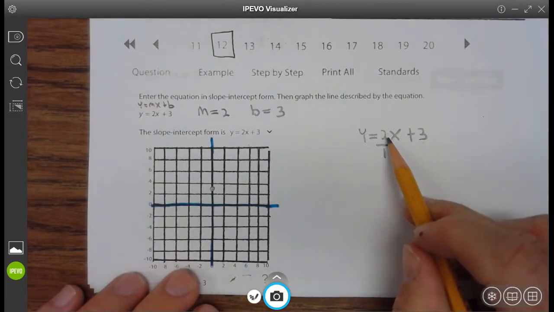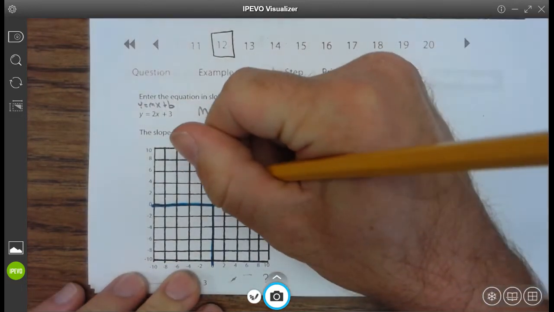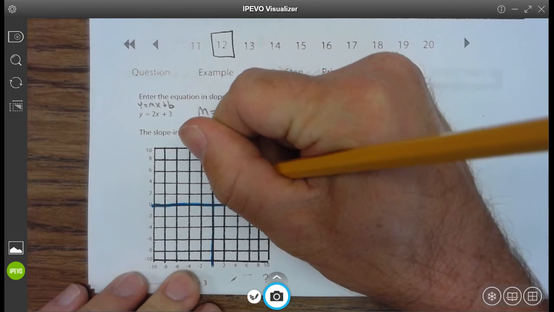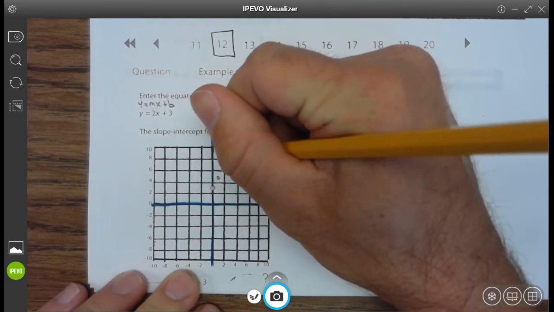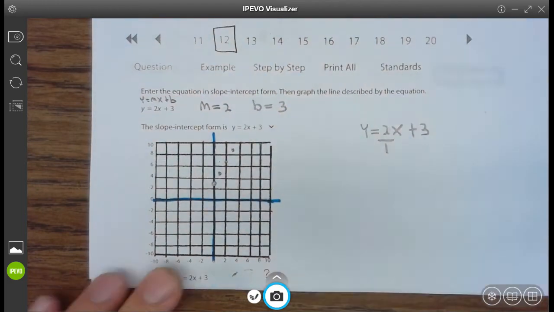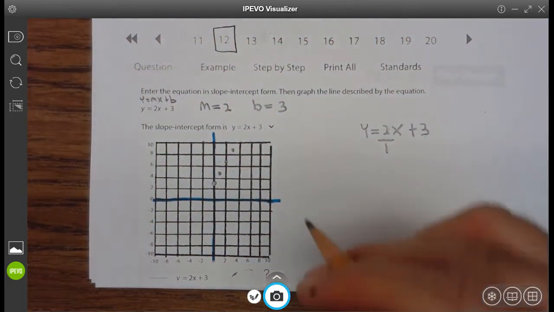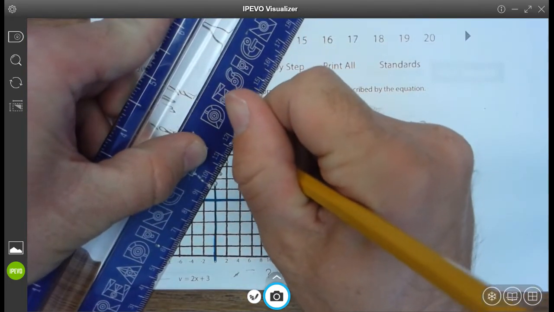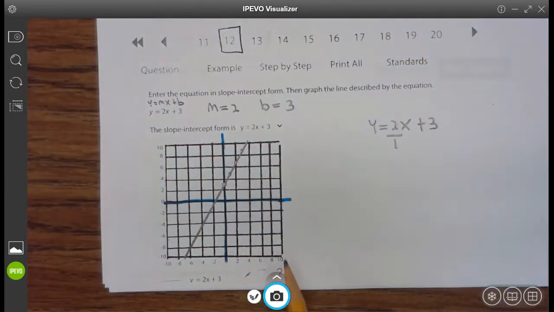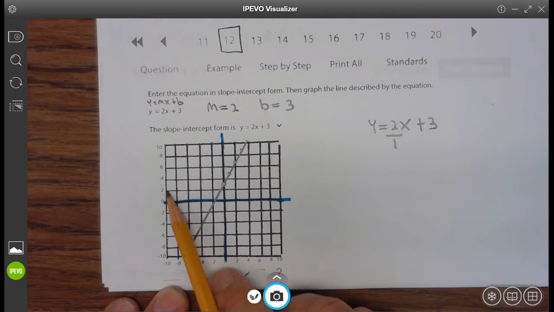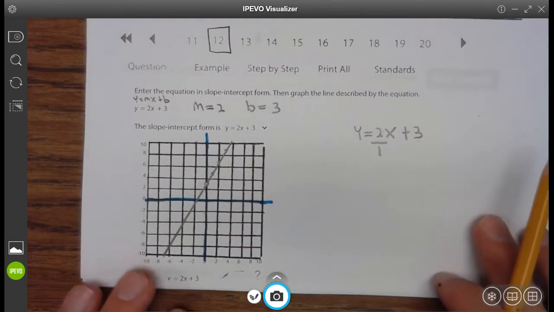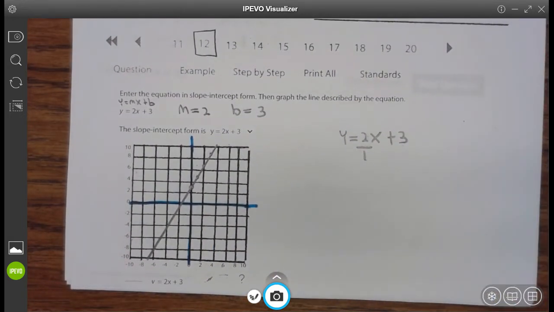Now it says we go up 2 to the right 1. So we go up 1, 2 to the right 1. Up 1, 2 to the right 1. And then there's your line. You have to be careful. The scale is counting by 2, not by 1. So you have to realize that in between 2 and 4, that's 3. In between 4 and 6, that's 5. If you want to count by ones, it's in between the spaces. All right, go ahead and finish up example 12.